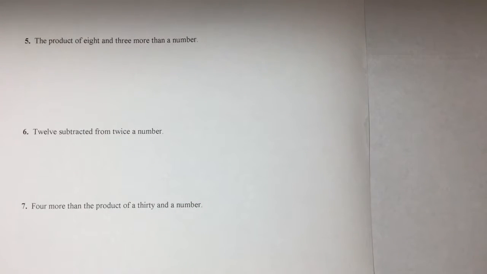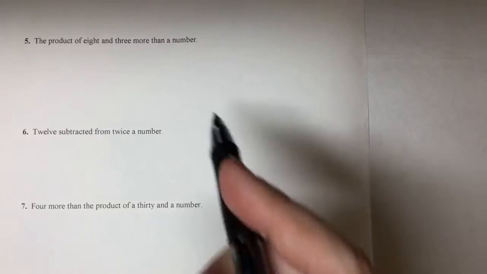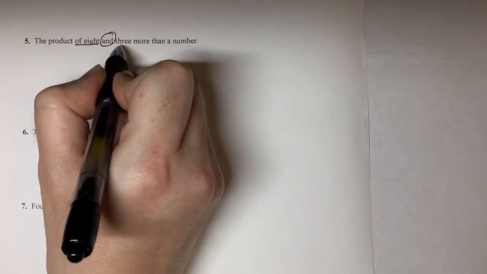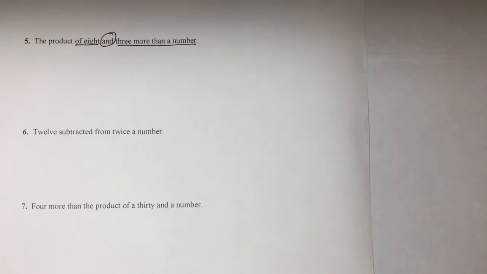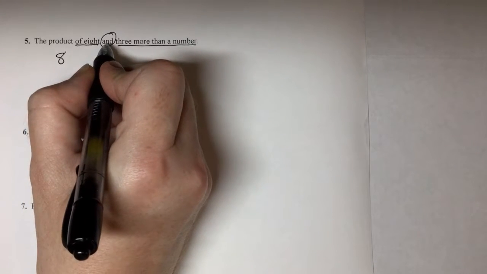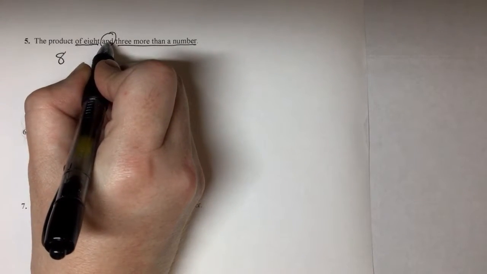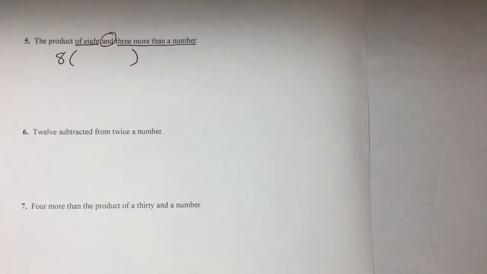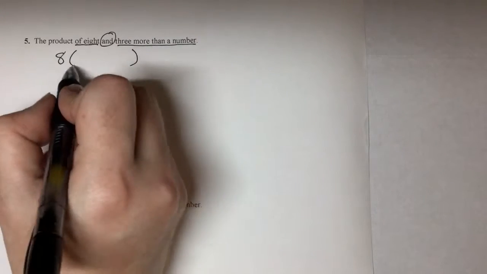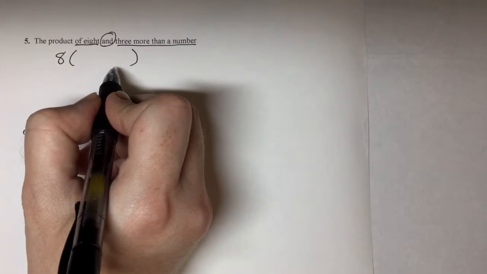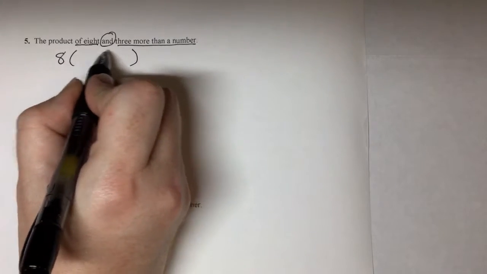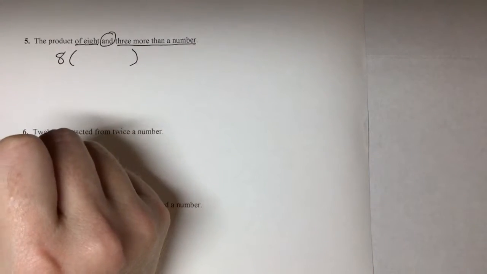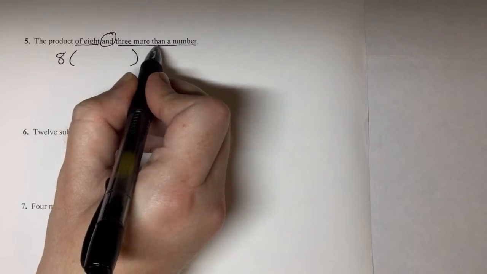The product. Product, multiplication. Two things being multiplied. 8 and 3 more than a number. So I have 8 times, product, multiplication. That's the and telling where the operation goes. I have 8 times a thing. I'm going to need to use parentheses to indicate that that thing is one thing that is being multiplied by the 8.